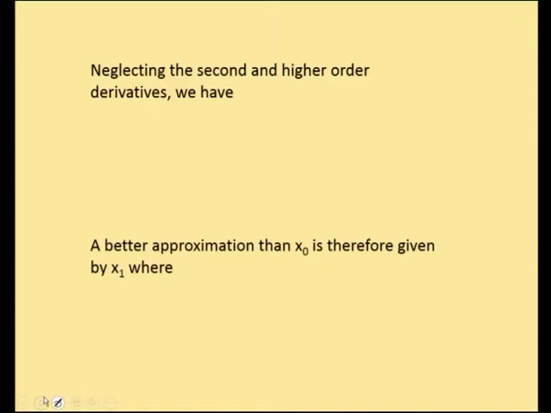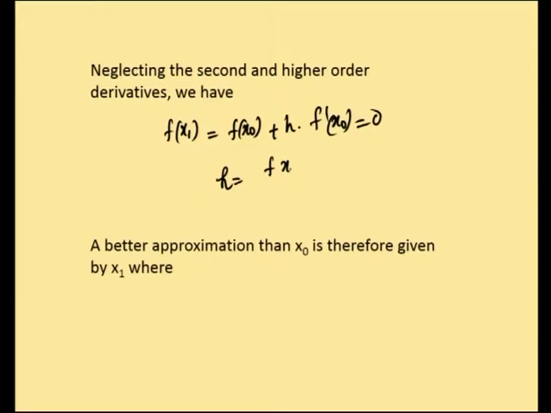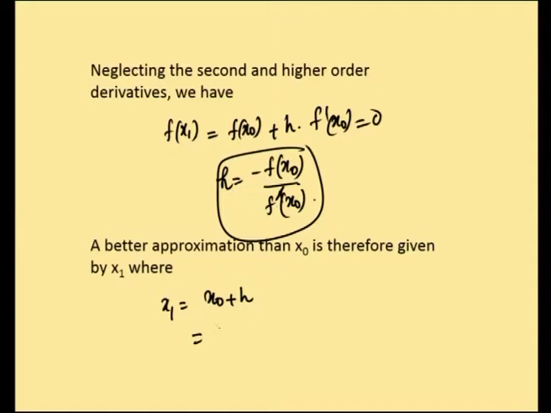Neglecting the second and higher order derivatives, we have f(x1) = f(x0) + h f'(x0) = 0, so that we get h = -f(x0)/f'(x0). A better approximation than x0 is therefore given by x1, where x1 = x0 + h. That h is now -f(x0)/f'(x0). So, x1 = x0 - f(x0)/f'(x0).